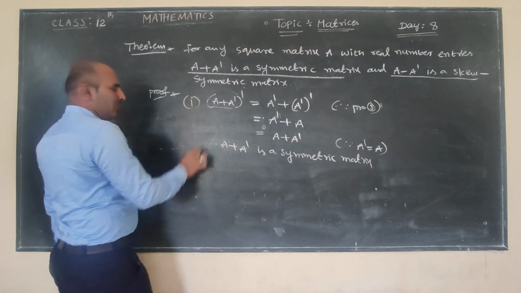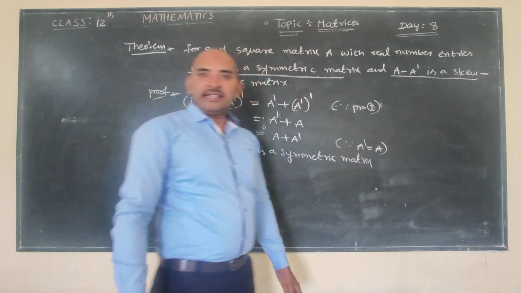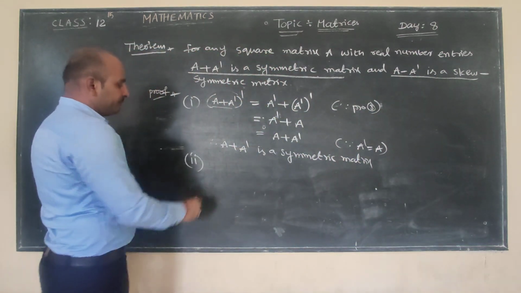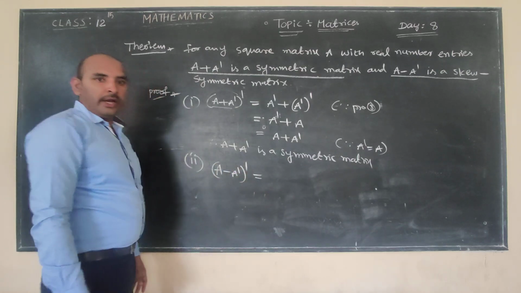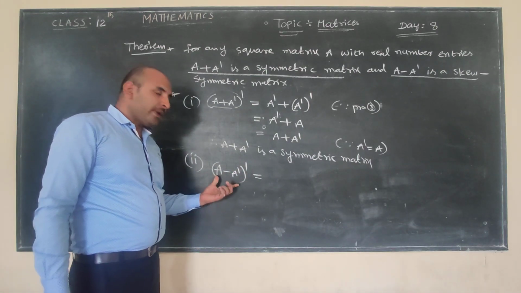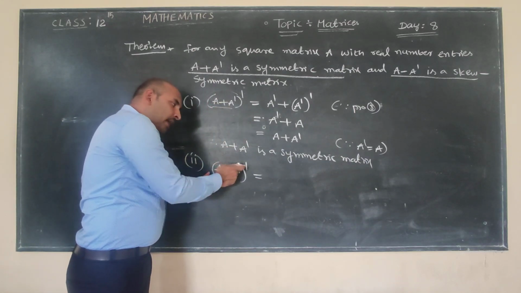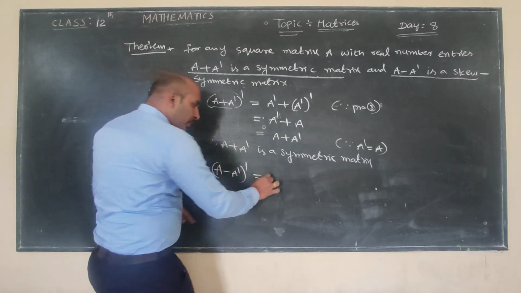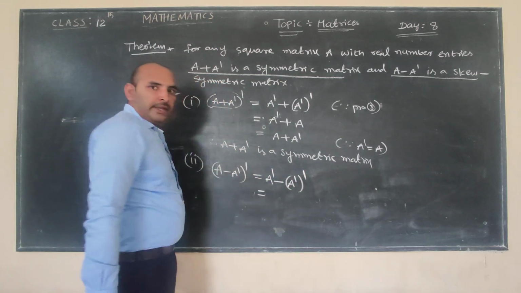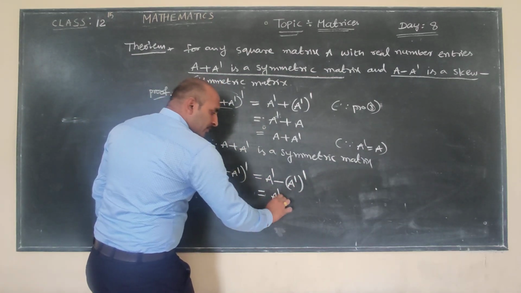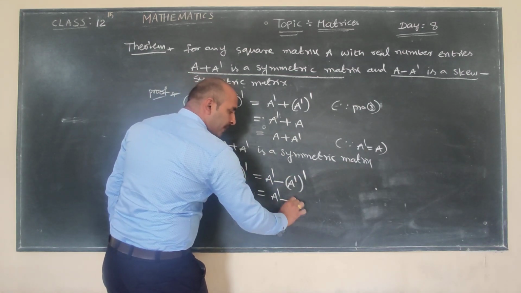This is the first one. Now coming to the second part. What is the second part? A minus A transpose is a skew symmetric matrix. So now A minus A transpose whole transpose, by property number 3, here taking plus, here minus. Same property applies: apply transpose to both terms. So A transpose minus A transpose whole transpose, by property number 1, is equal to capital A.